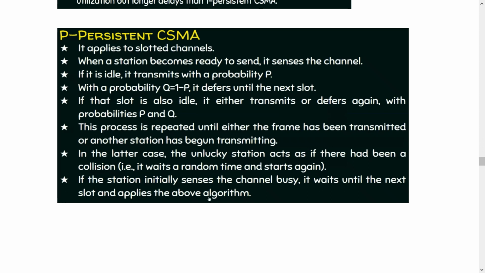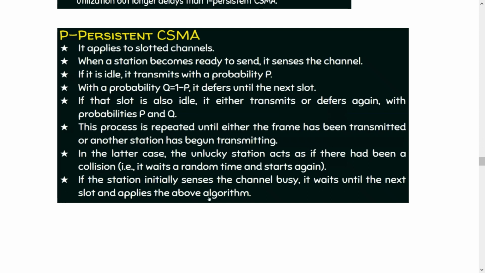When a station becomes ready to send, it senses the channel. When a station has data to send, it senses the channel as usual, as always. If it's idle, it transmits with a probability P. Now, the probability of transmitting its data, if the channel is idle, is not always 1. It transmits with a certain probability. It means that it can transmit, or it cannot transmit.